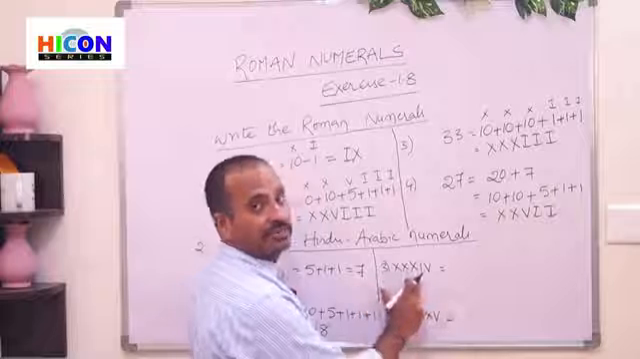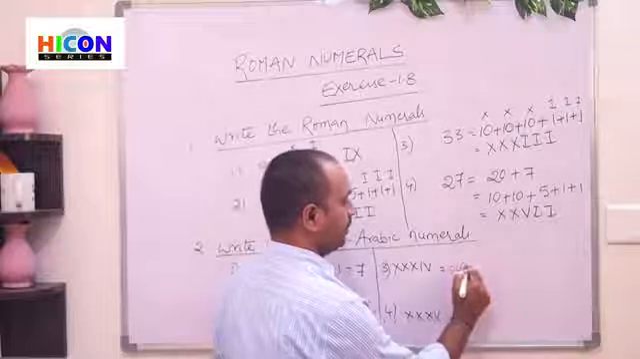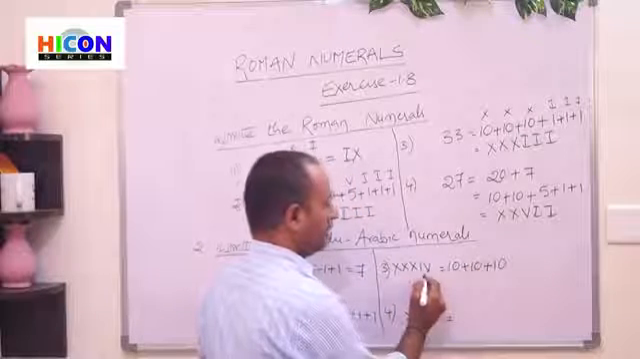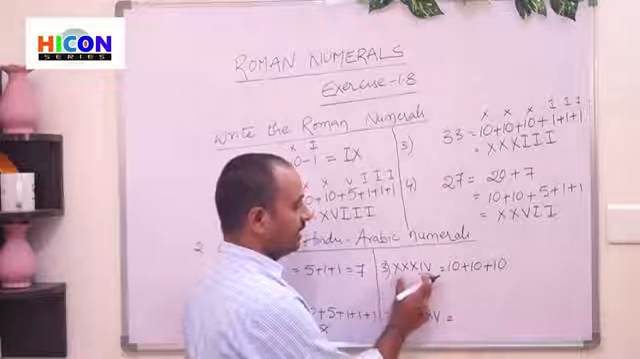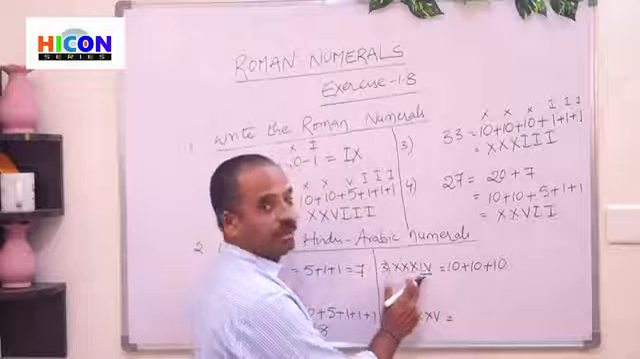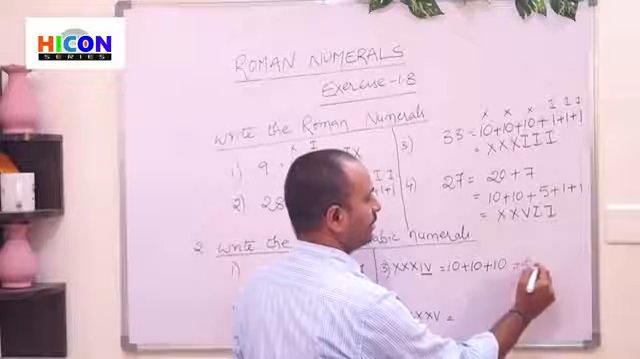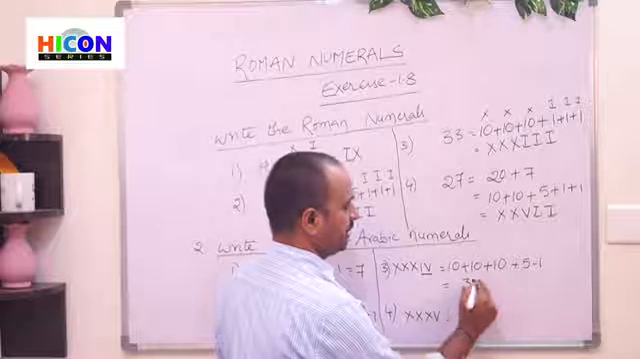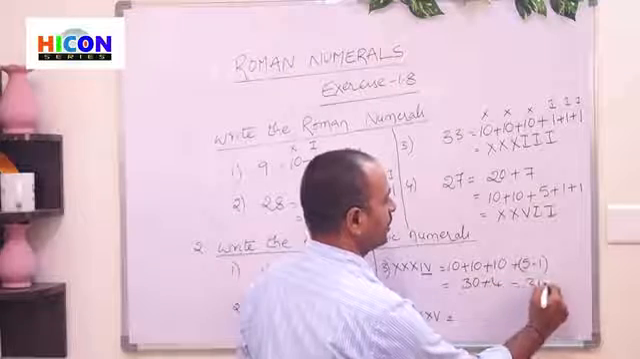In the same way, see the third problem. X is repeated 3 times. Repetition means addition, and X means 10, so 10 plus 10 plus 10. Now look at this: here I is the smaller value and it is written on the left side of the bigger value, so we have to subtract this smaller value from the bigger value. That means 5 minus 1. So 10 plus 10 plus 10 becomes 30, plus 5 minus 1 becomes 4, and that is equal to 34.